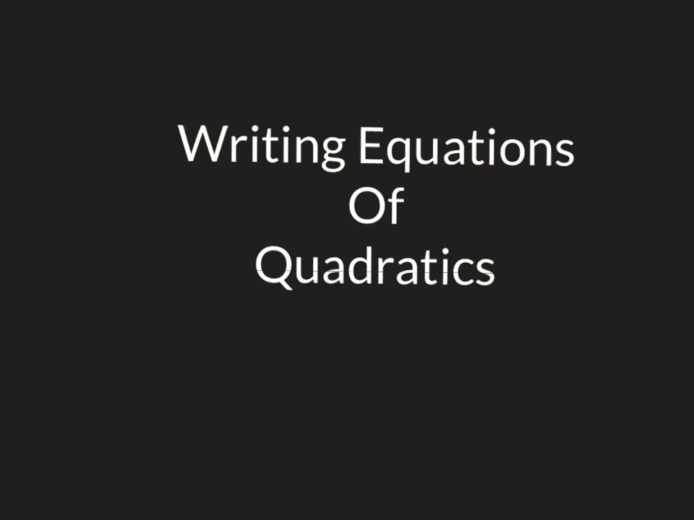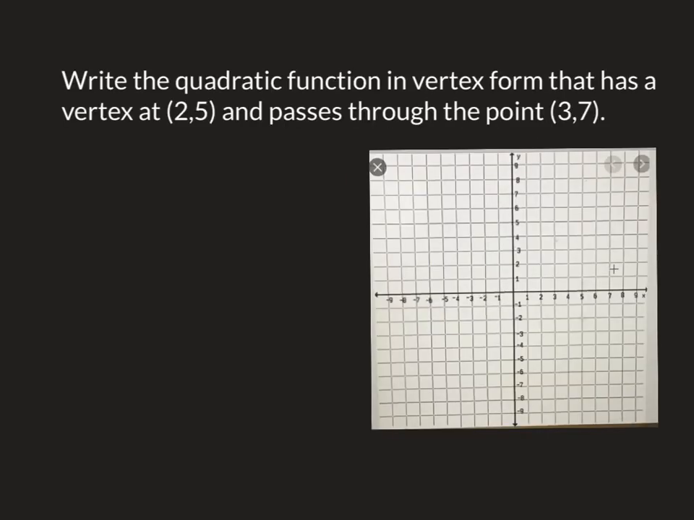So here we go. It says write the quadratic equation in vertex form, which is our favorite form, that has a vertex at (2, 5) and passes through (3, 7). So if you look at the graph, (2, 5) is way up here, (3, 7) is up there. So there's the vertex. We know it's going to do this, which means it's also going to do that because it's symmetric. So we've got to come up with the equation in vertex form.